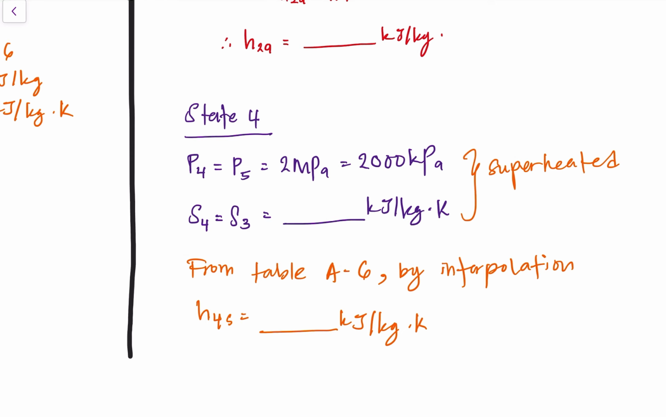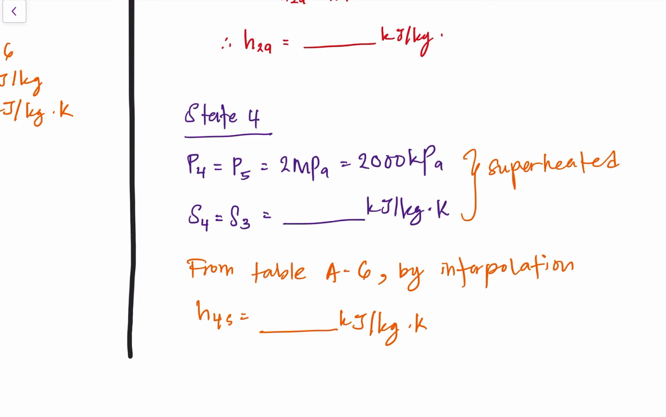Next, we are going to go to state 4. For state 4, the pressure will be the same as the pressure at state 5. State 4 is leaving your high pressure turbine, entering your regenerator.